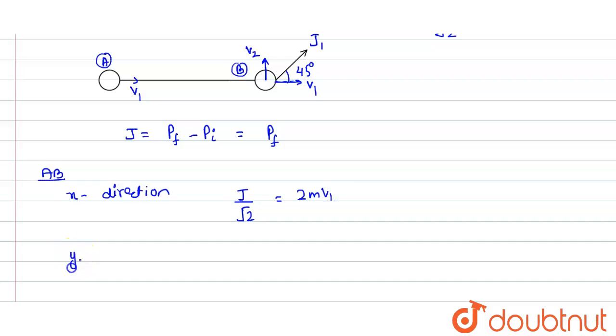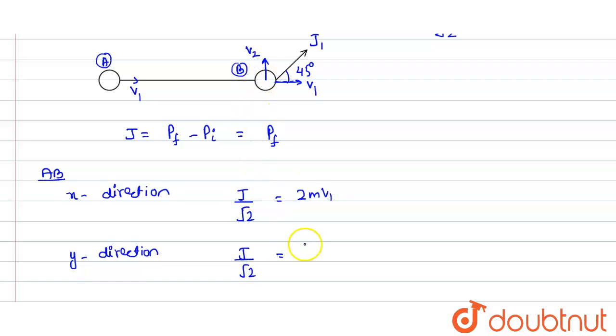Now similarly, in the y direction, if we apply the same equation, the impulse in the y direction equals the final momentum in the y direction. In the y direction, the component would be J sin 45, but sin 45 is also 1 by root 2. So J divided by root 2, this value, this is our J.